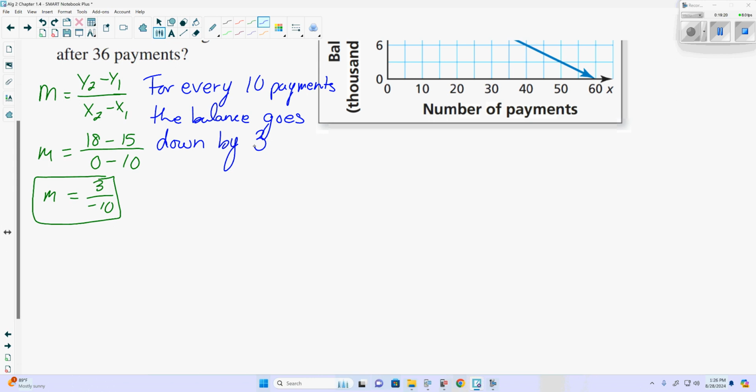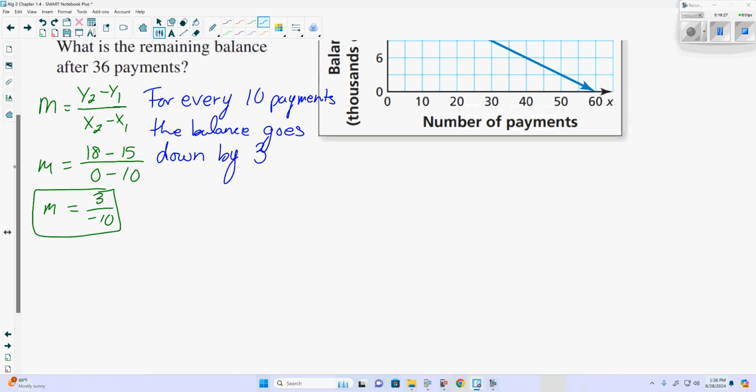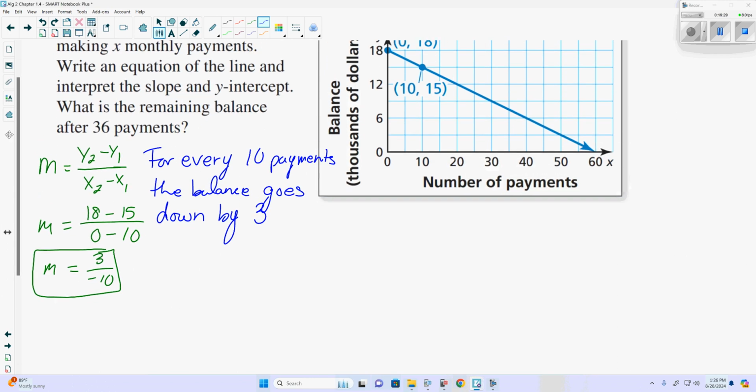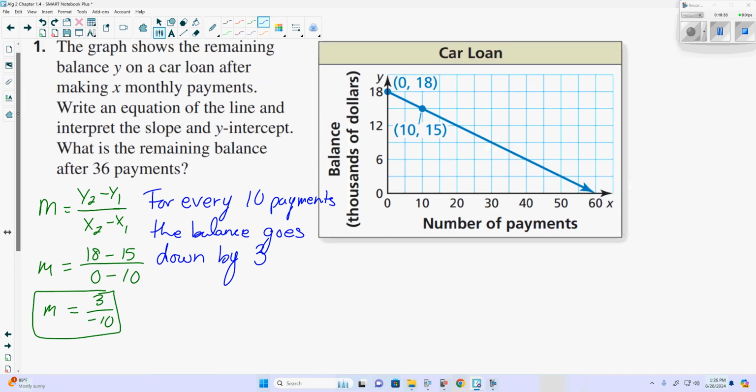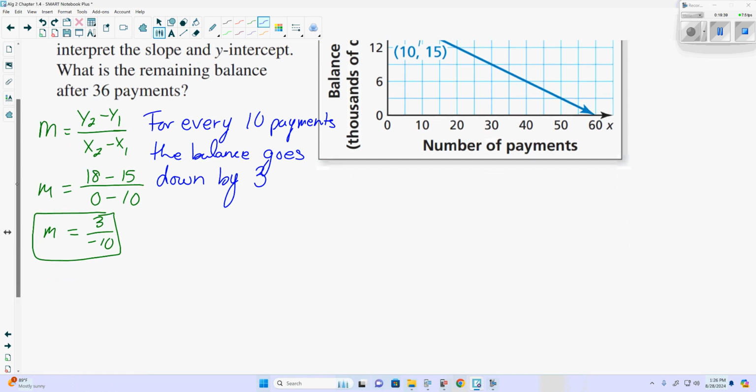Yes and no. And the no part of it lies in the graph. What does it tell us about the balance? The balance is, so it does say balance, yes? So we do have another piece of information. Thousands of dollars, yes? So it is 3, but it's actually $3,000. So it decreases by 3,000.